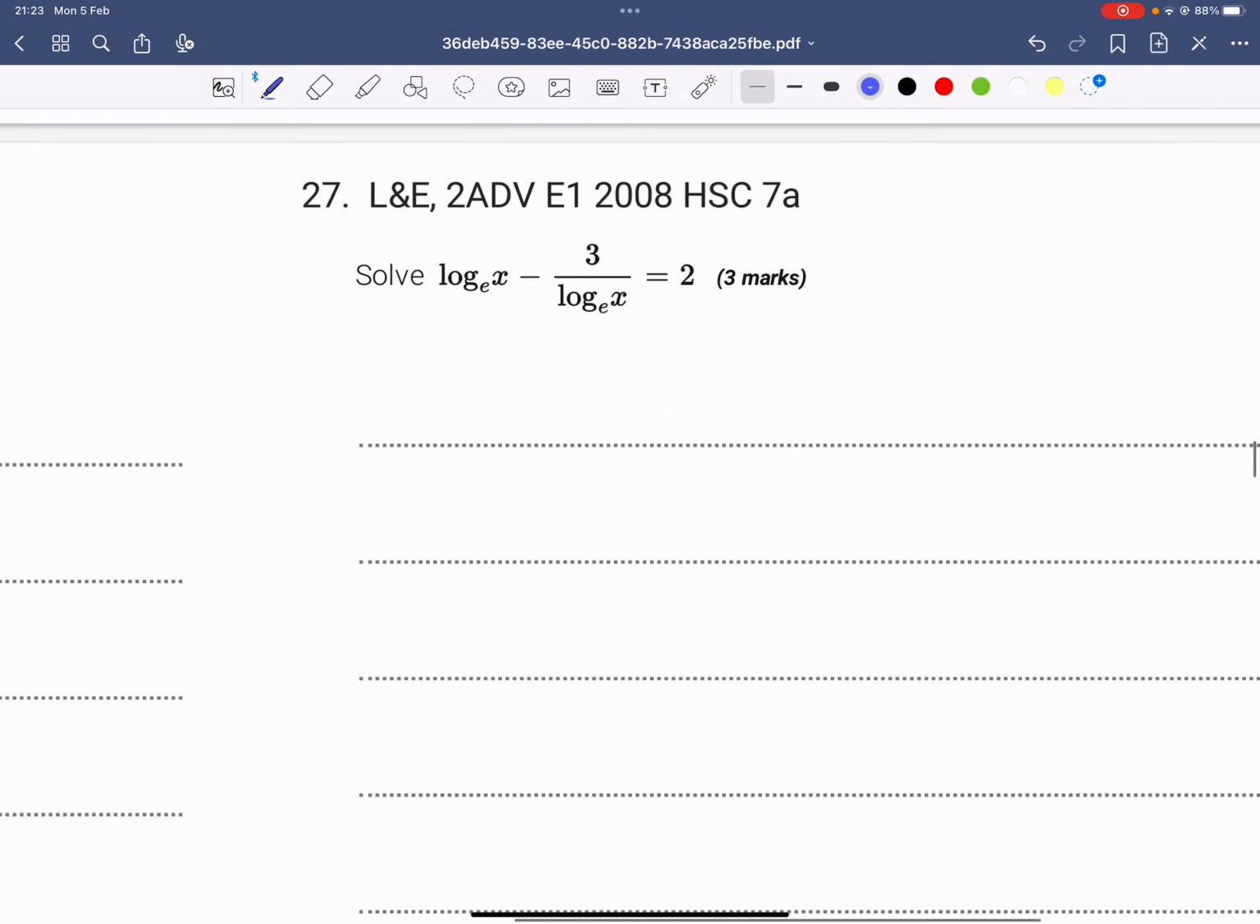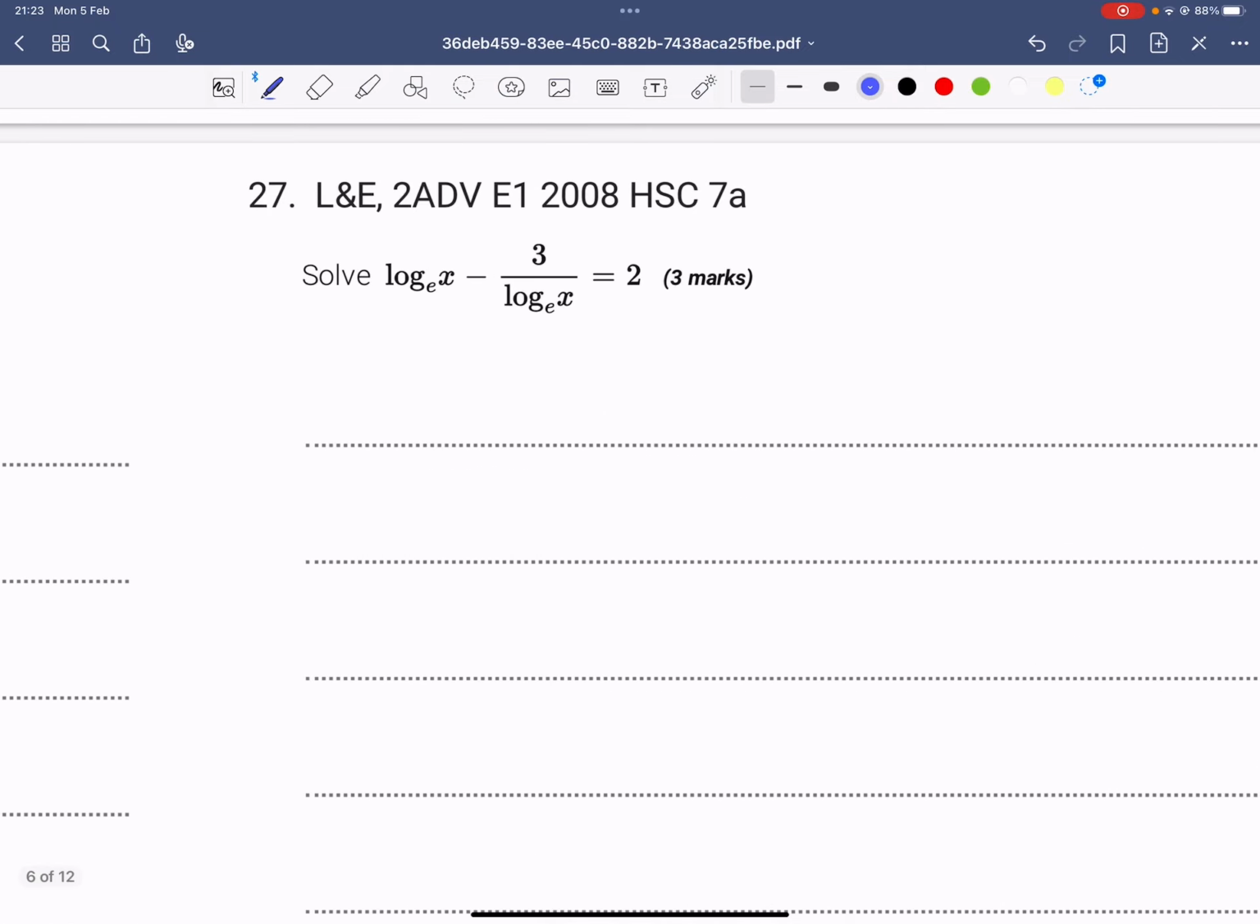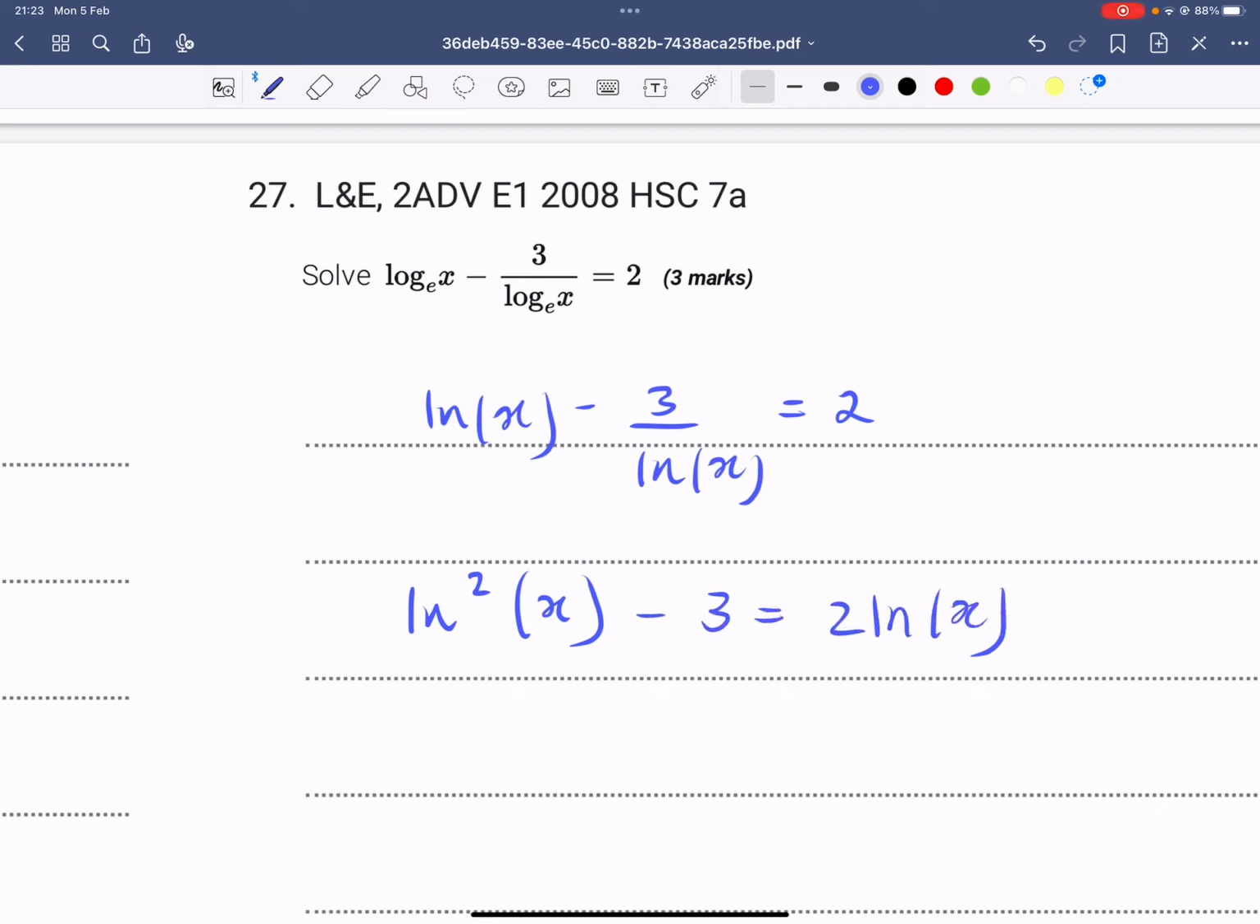We might have a go at solving this equation here. Solve the equation, we might write this as ln of x minus 3 on ln of x is equal to 2. Alright. We're just going to times the ln up like that. Ln squared of x minus 3 is equal to 2 ln of x. So ln squared of x minus 2 ln of x minus 3 is equal to 0.